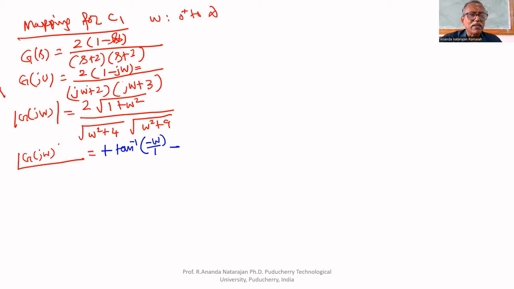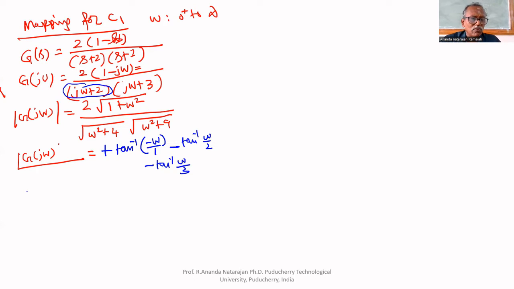Minus, it is in the denominator. This is in the denominator. That's why minus tan inverse of omega by 2 minus tan inverse of omega by 3. That's all. These are the 3 terms. Their angle of 2 is 0.